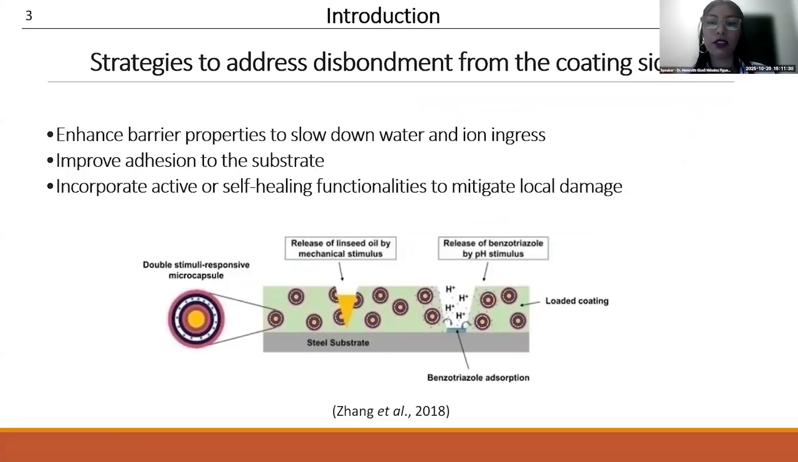From the coating perspective, this issue can be tackled through strategies like improving adhesion, enhancing barrier properties, or incorporating active or self-healing functionalities to mitigate local damage. In this work, I focus on the self-healing coatings, specifically those designed to release active compounds that can protect exposed metal areas. And this is usually done by embedding micro or nanocapsules into the coating matrix.